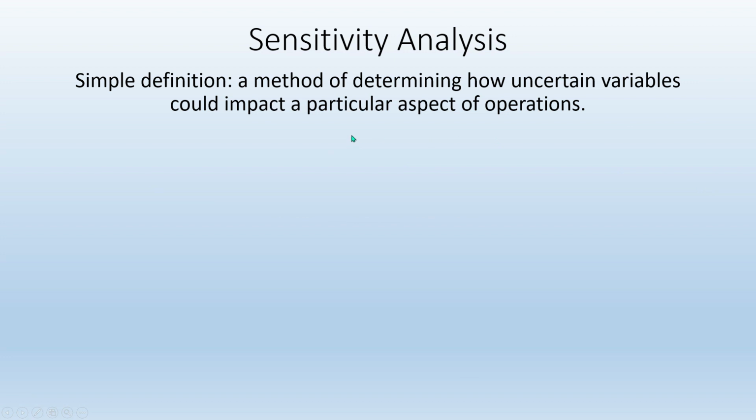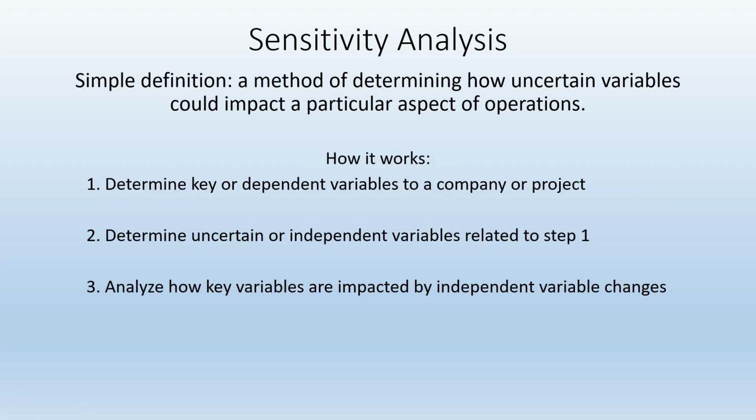A simple definition of sensitivity analysis is a method of determining how uncertain variables could impact particular aspects of an operation. So how it works. While you're doing your sensitivity analysis, you will find a project. You'll determine the key variables of said project. These could be also known as dependent variables. After you've determined your dependent variables, you're going to determine any independent variables or uncertain variables for the project.